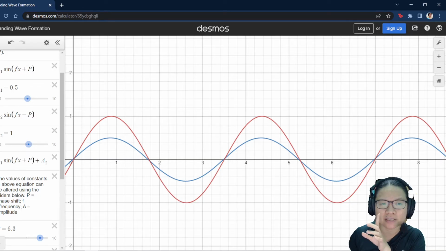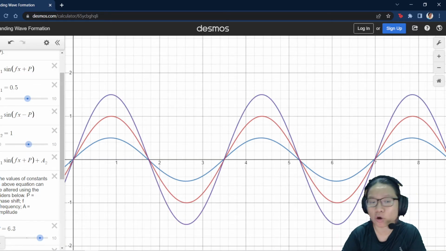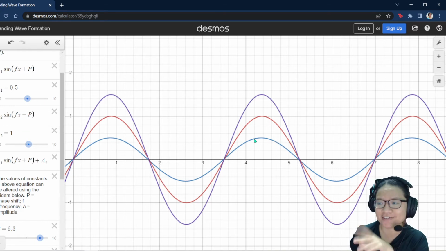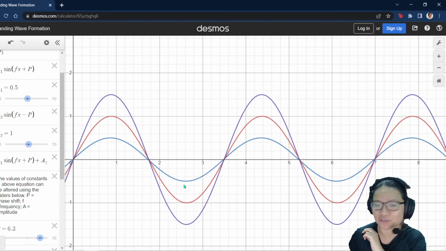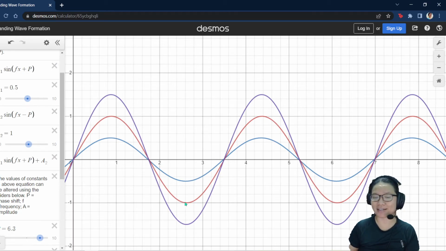Let's see. This purple one is the result of these two waves. So the purple wave is the addition. What happens when the red wave meets the blue wave? So 0.5 plus 1 is 1.5. In fact, you can check out the negative portion. Here, the blue wave will have an amplitude of negative 0.5 plus an amplitude of negative 1. So negative 0.5 plus negative 1, we will get, ta-da, negative 1.5 here.